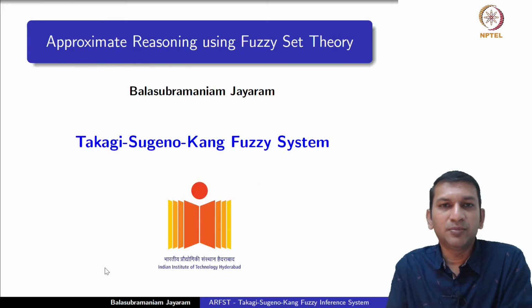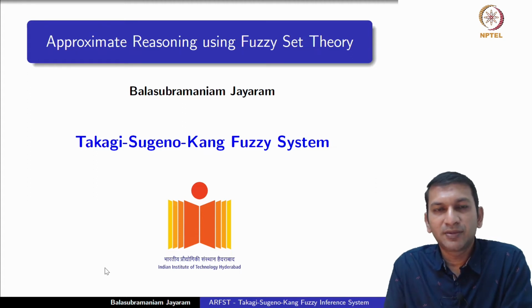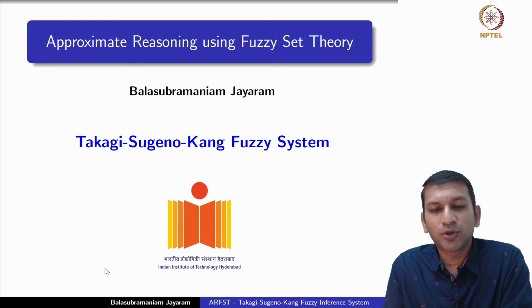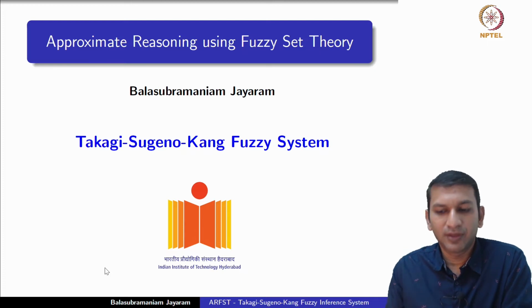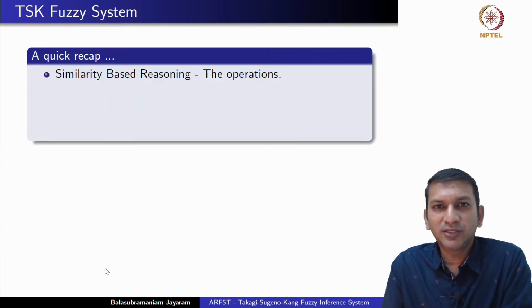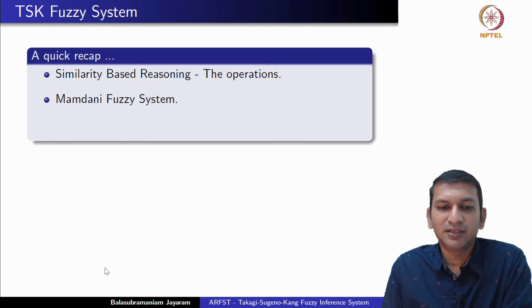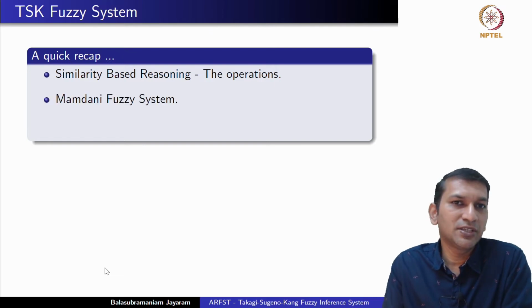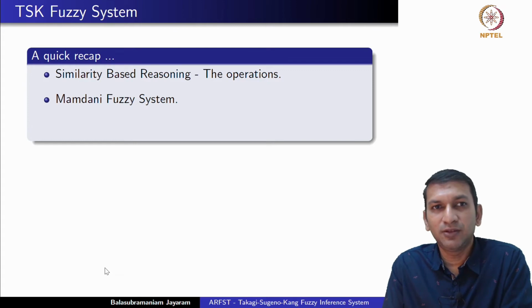Hello and welcome to the last of the lectures in this week 7 of this course titled Approximate Reasoning Using Fuzzy Set Theory, a course offered over the NPTEL platform. During this week of lectures, we have concentrated on similarity-based reasoning. We have seen there are two major types of similarity-based reasoning, that of the fuzzy inference system proposed by Mamdani and Assilian, which is typically called the Mamdani fuzzy system.